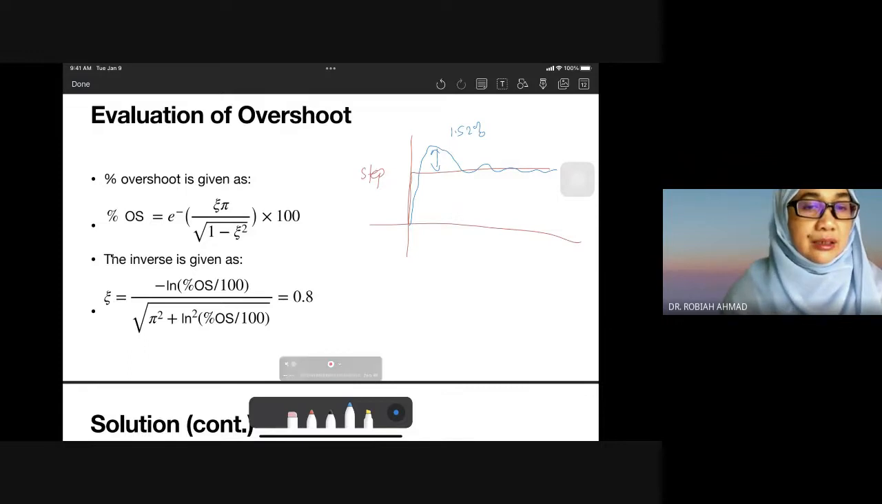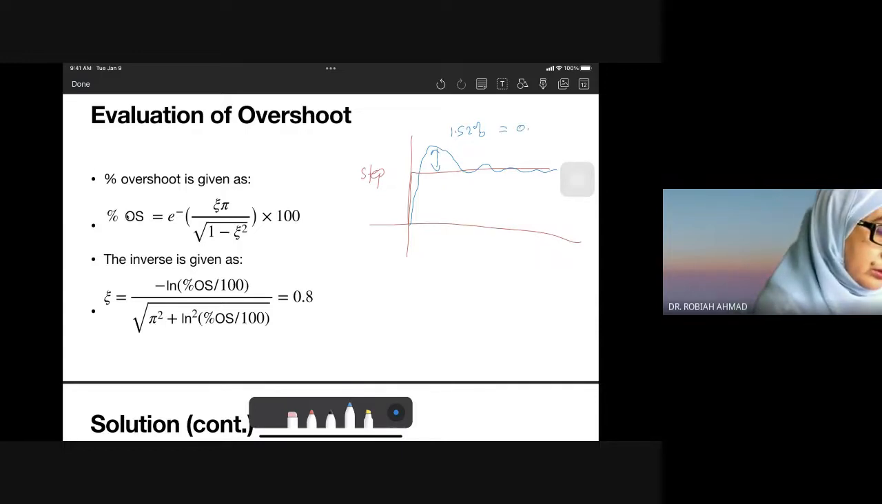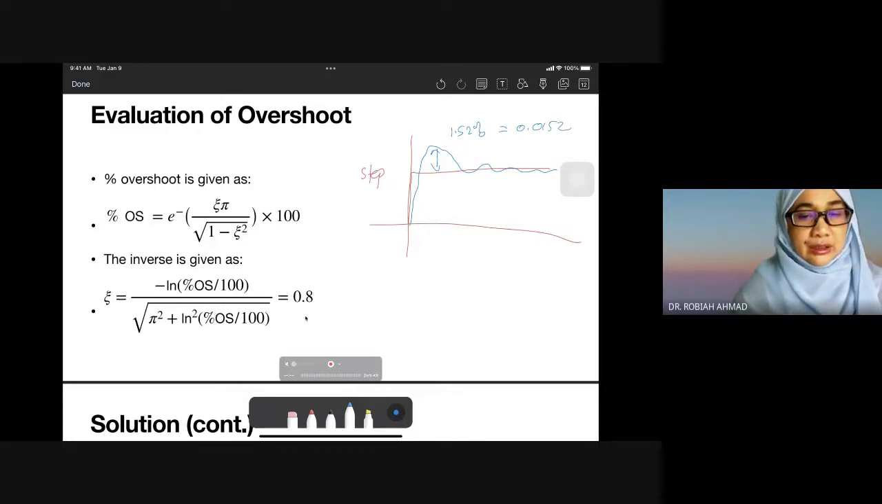So using these equations, I assume you learned this formula with Dr. Sanius. Percent overshoot is equal to e to the power, the rest of the equation. Therefore, using the condition of the overshoot, which is 1.52% or 0.0152, we put that into this equation. Therefore, our damping ratio is actually 0.8.